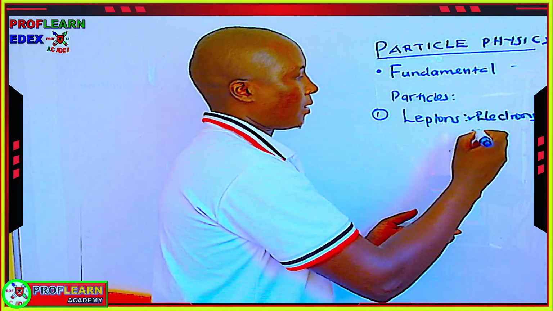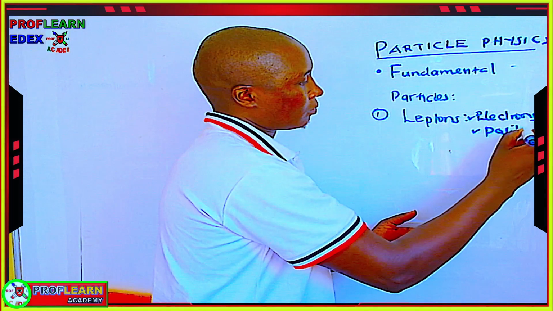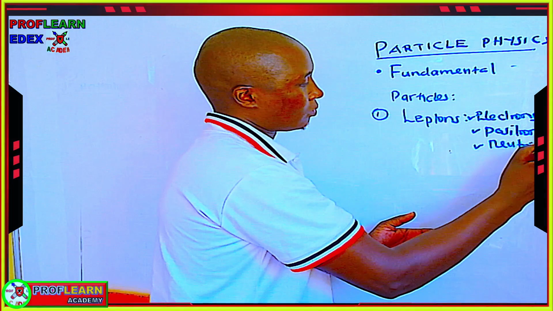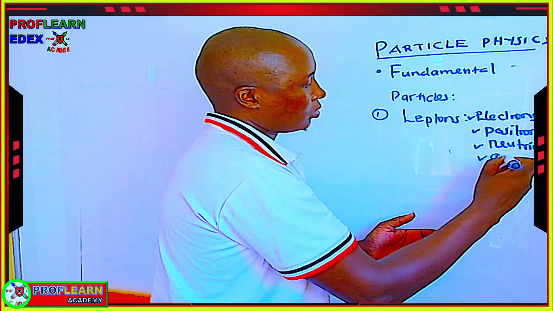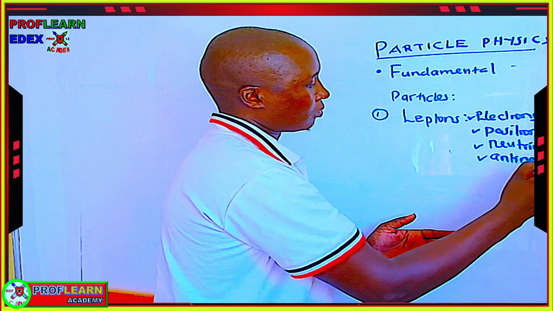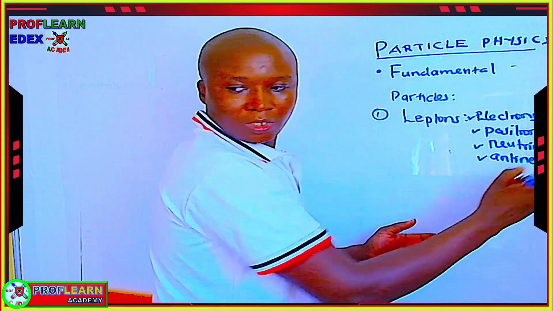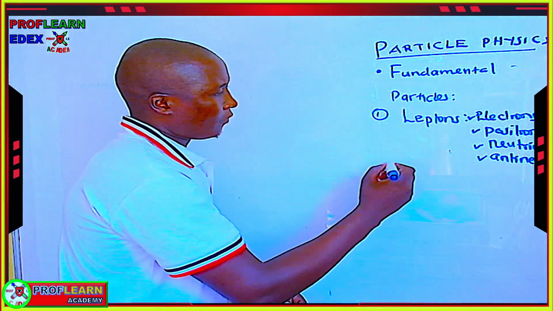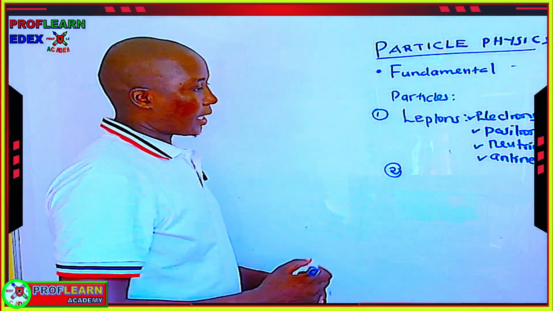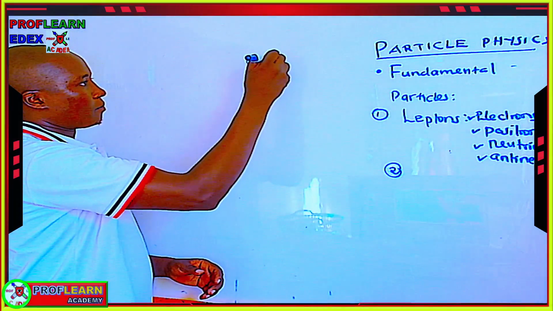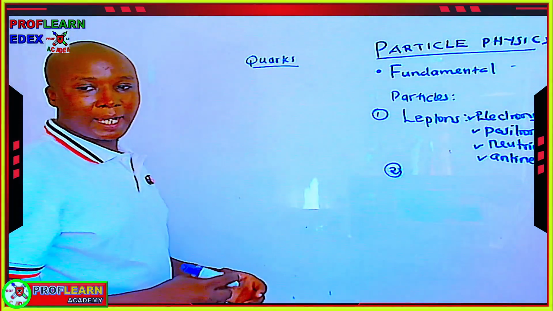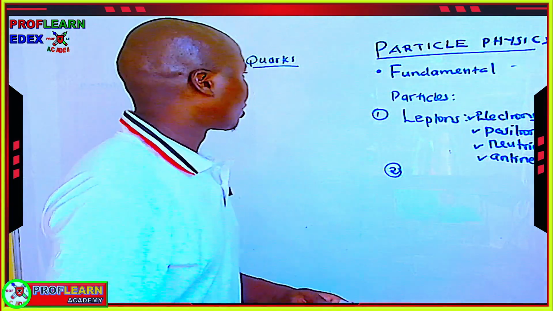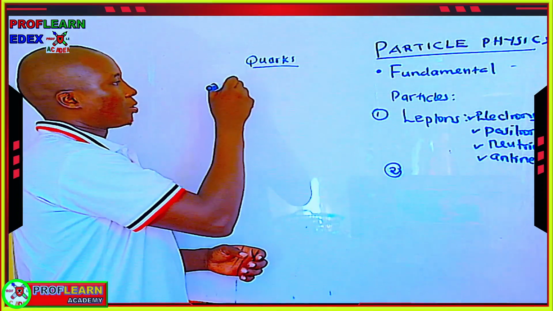We can talk of positrons, neutrinos, and antineutrinos. So these are fundamental particles. There's a group of other fundamental particles which are known as quarks, and the quarks are building blocks for hadrons.